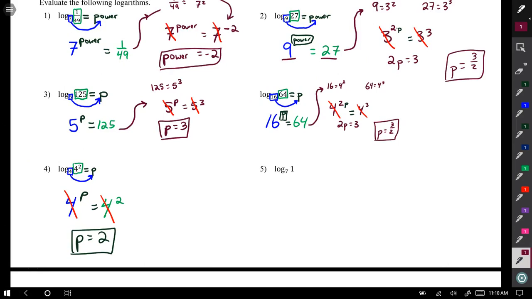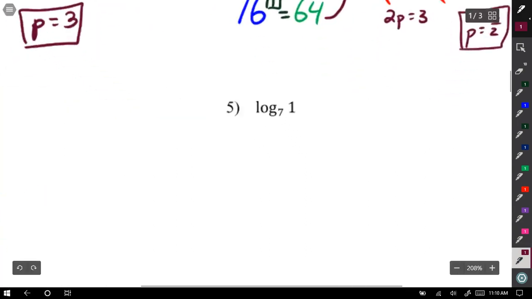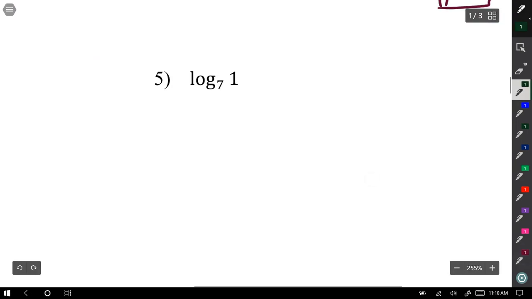On the left side, we see 7, and we have 49. We see 5, we have 125. We see 4, we have 4 squared. The right column ones, you have to create a combination of both of them. Now, my favorite on this is number 5, because it's a constant. So boom, log base 7 of 1 equals what power? So I'm going to read it as the question: what power of 7 gives you 1?